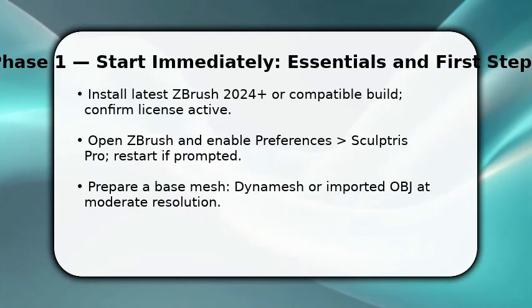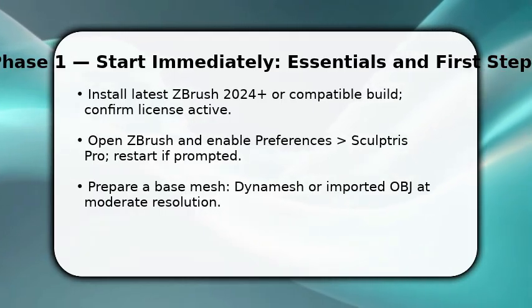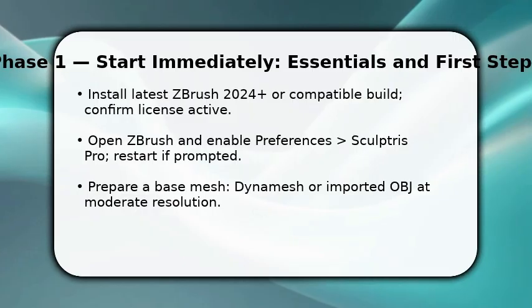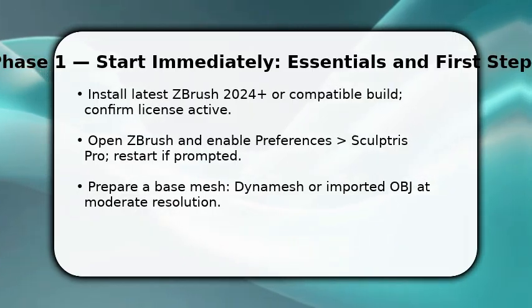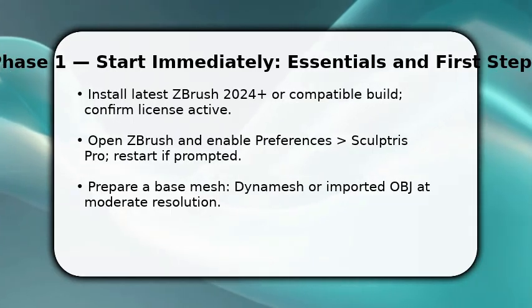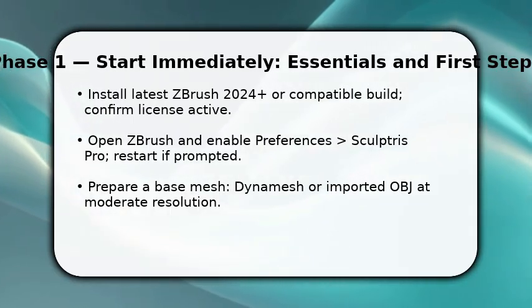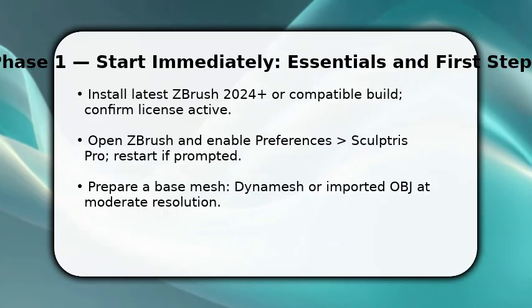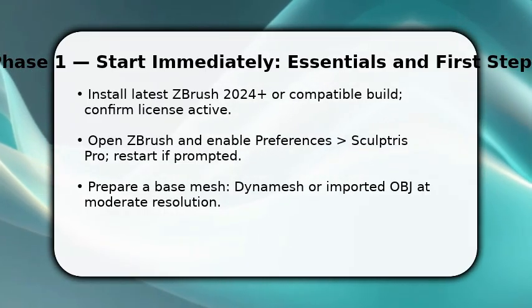Enjoy the video. You start by confirming the essentials, ZBrush up to date, and your license signed in. Open your base mesh and set a moderate resolution so the system can retopologize dynamically. Next, toggle Preferences, Sculptris Pro so the feature is available. This prepares the engine to add and remove polygons as you sculpt.